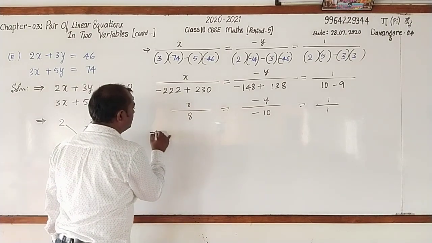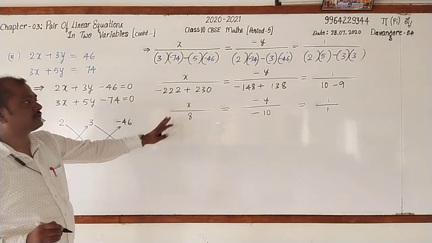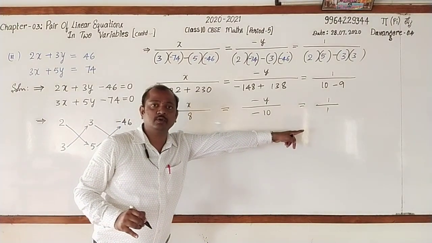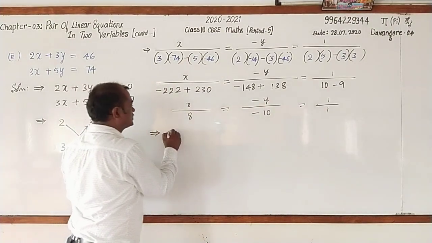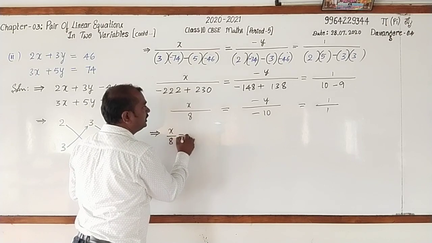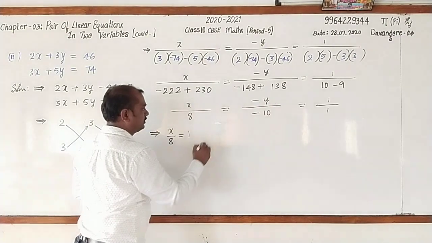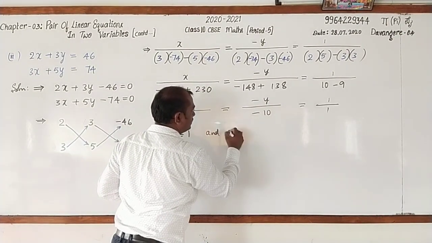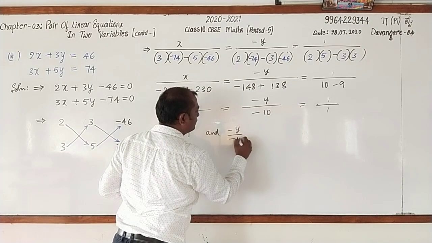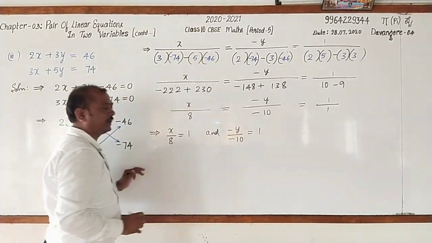What is the next step? Each term should be equated to constant. The first term, it is x by 8, equate that to constant 1. And second term, that is y term, minus y by minus 10 equal to 1.